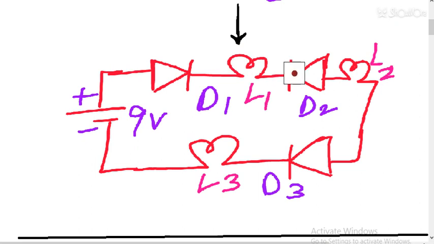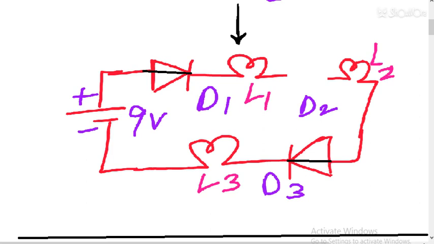So this diode will be reverse biased, so I am erasing it. This will be the circuit, so it will act as the open circuit. Now from this side the circuit is closed like this one. This is the closed circuit and this is also the closed circuit.